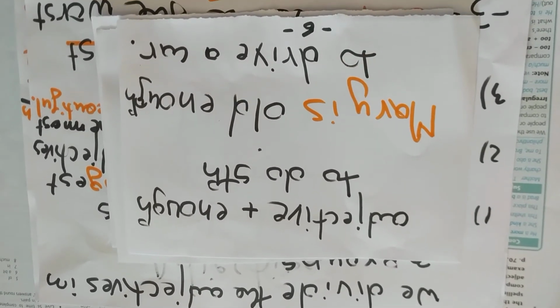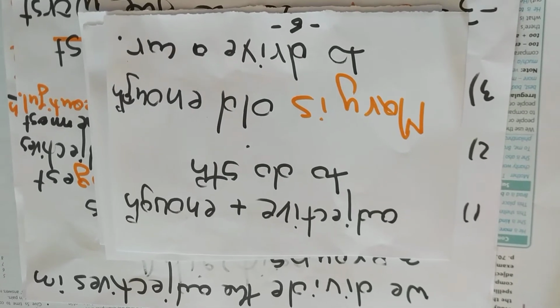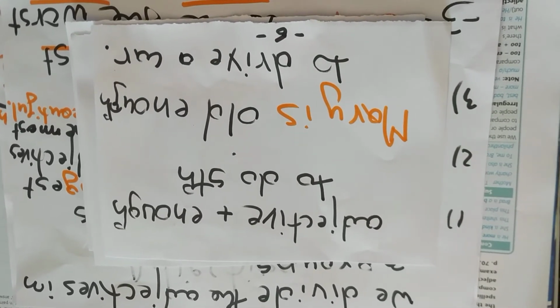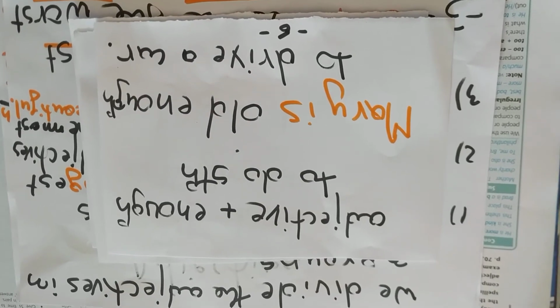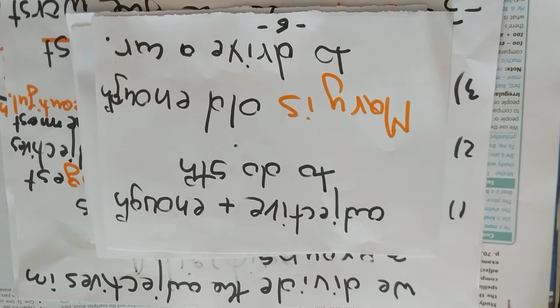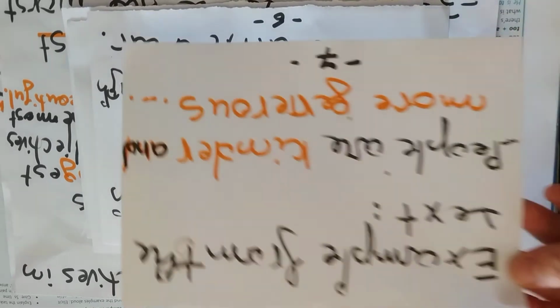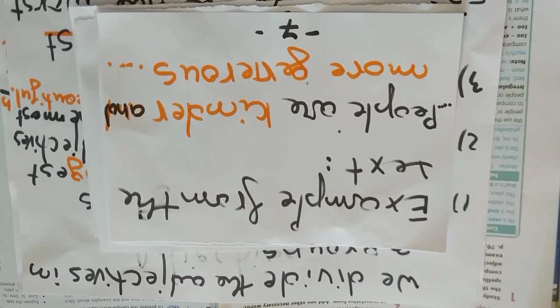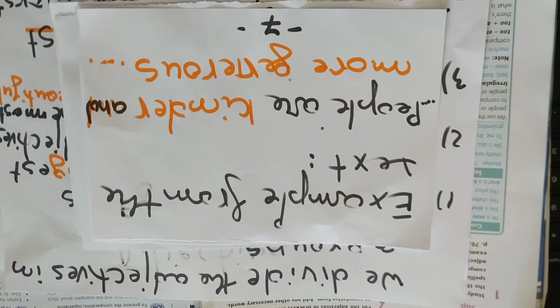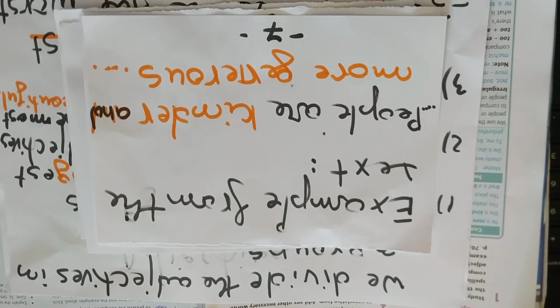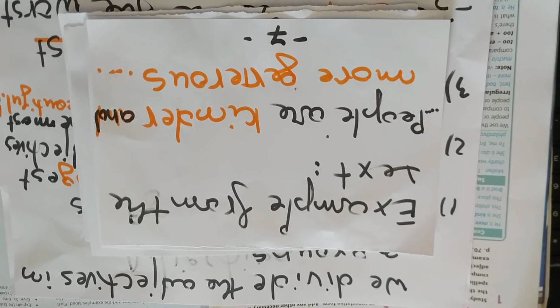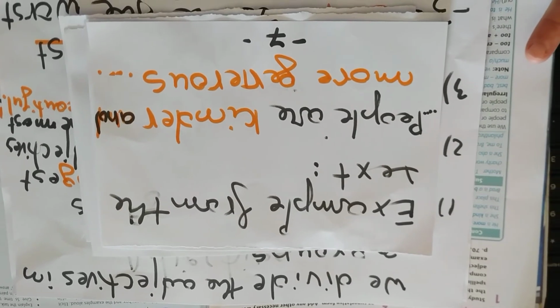If you look carefully in the previous text, you will find examples of adjectives in various degrees. Here is one from the text. People are kinder and more generous. The adjectives are kinder and more generous, and they are both in the comparative degree.